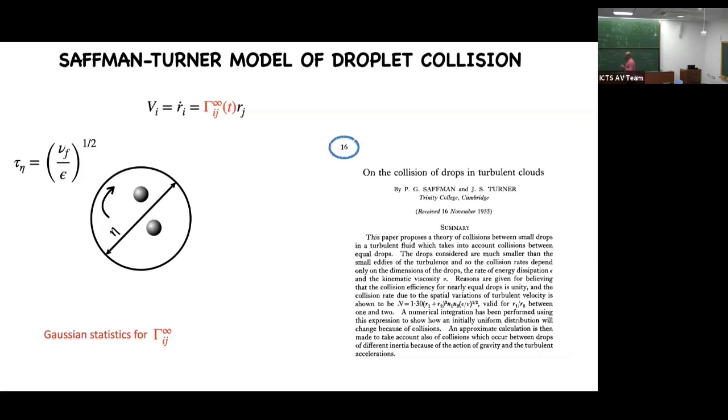Now if you want to solve this in a turbulence problem without interaction, that was something that appeared as, I believe, the second paper in the first issue of JFM. The Saffman-Turner paper precisely looked at this problem. No interaction involved. There are two particles which are sampling a turbulent velocity gradient, and based on the Gaussian statistics of the velocity gradient, they calculated the collision rate. So that's the Saffman-Turner calculation.